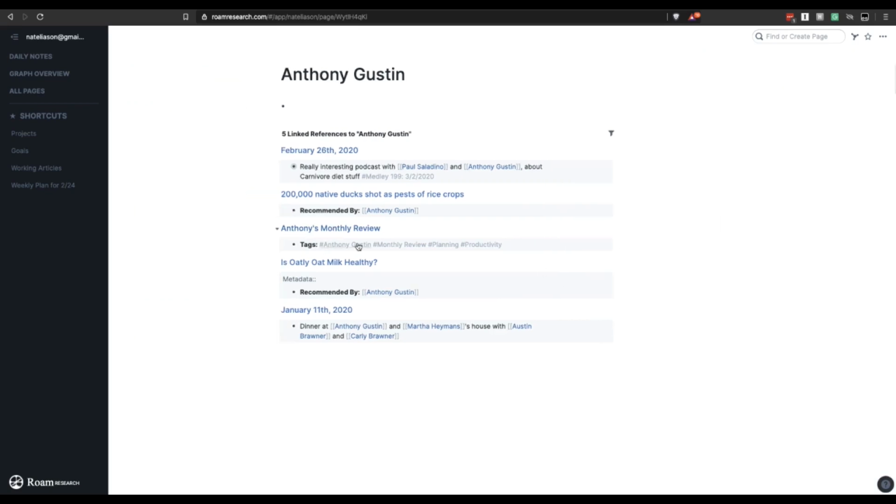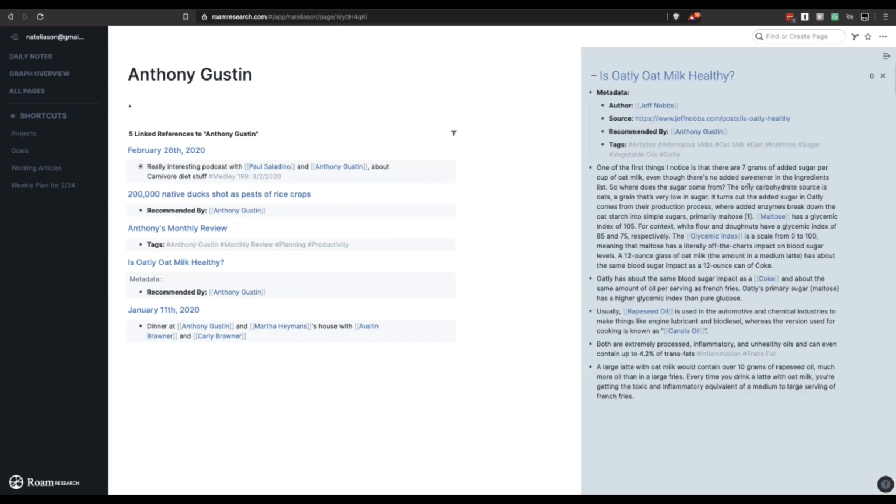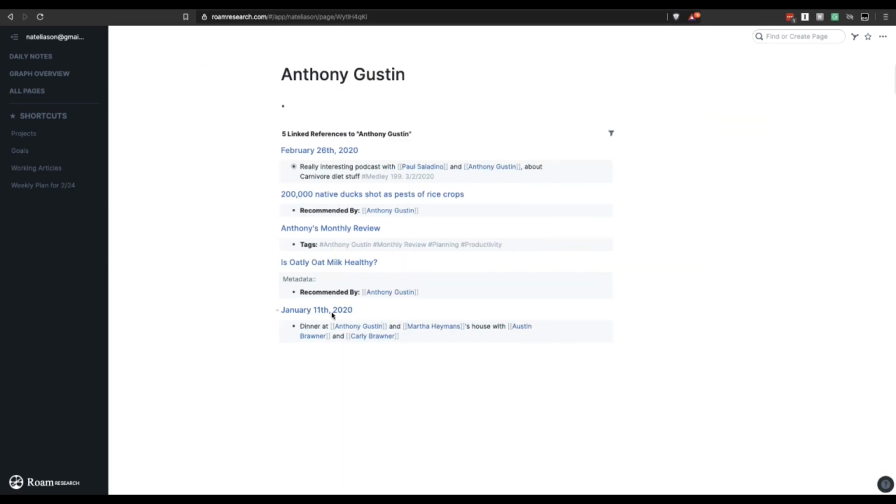This is something he shared with me, which is like his monthly review plan. This is another article he recommended on oat milk. And then this is just sort of a personal journal entry. I had dinner at his house with his fiance back on January 11th. So this is kind of a fun example of what you start to get when you start using Roam as your CRM. Even jumping off of this, we can see that, okay, Austin Bronner and Carly Bronner were there.